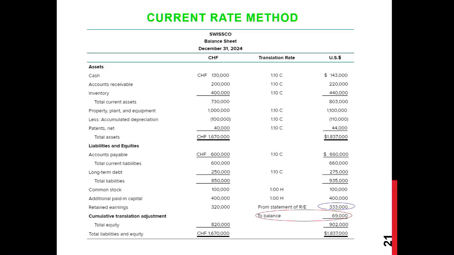Now, tell me the next question. If you follow the temporal method, the gain or loss, we show it where? Income statement. So the end result, the last thing, the difference we have to plug in the income statement. And that's why for the temporal method, we will do backward conversion. Backward means first we'll convert the balance sheet, then we convert our statement of retained earnings, then we convert our income statement. And whatever I need to match the numbers will be my gain or loss.